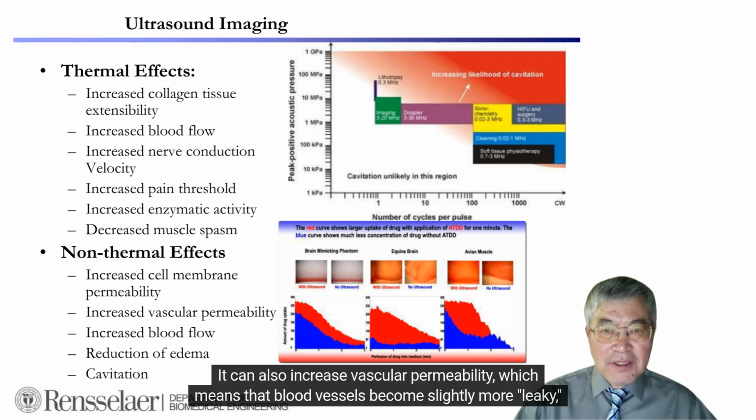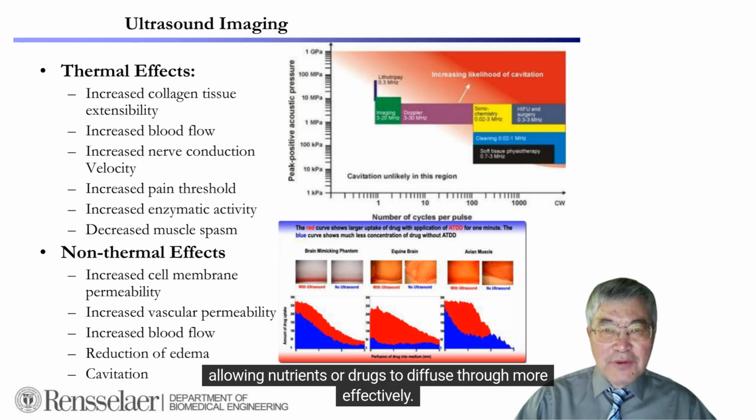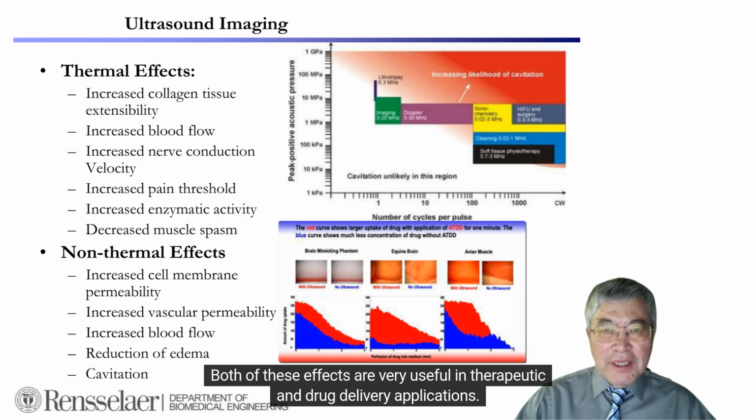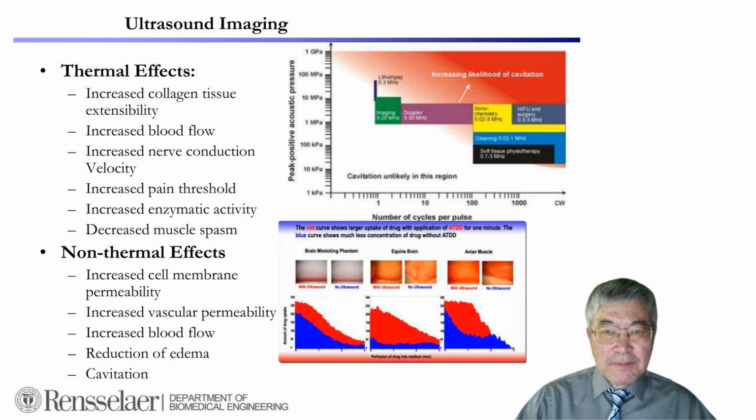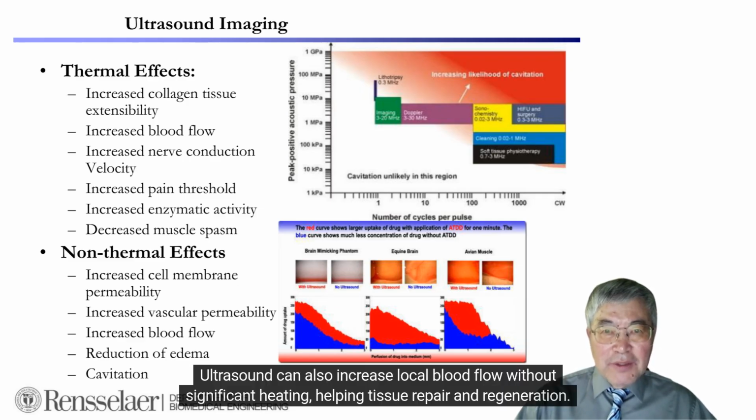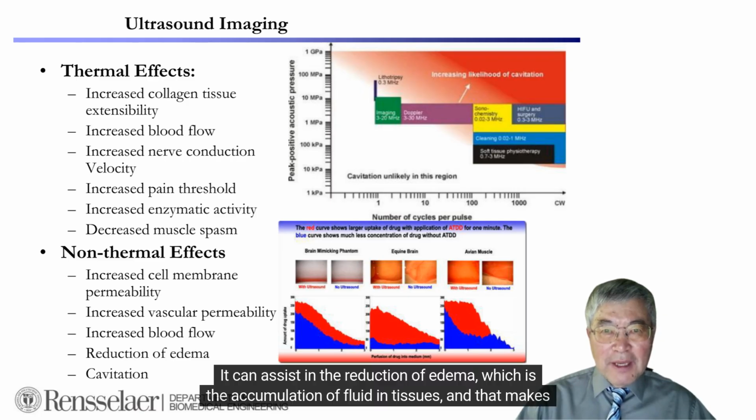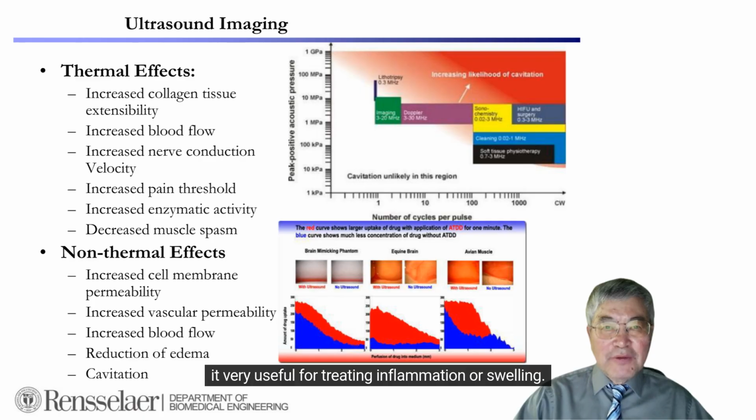It can also increase vascular permeability, which means that blood vessels become slightly more leaky, allowing nutrients or drugs to diffuse through more effectively. Both of these effects are very useful in therapeutic and drug delivery applications. Ultrasound can also increase local blood flow without significant heating, helping tissue repair and regeneration. It can assist in the reduction of edema, which is the accumulation of fluid in tissues, and that makes it very useful for treating inflammation or swelling.